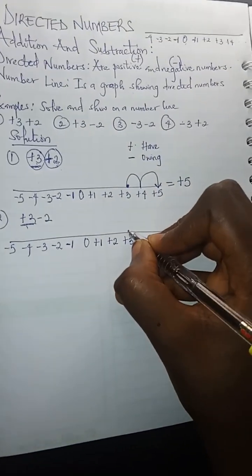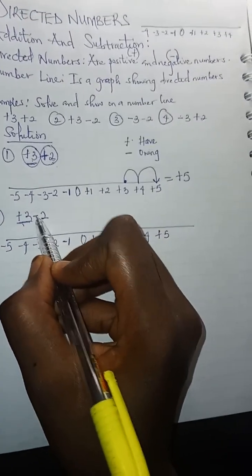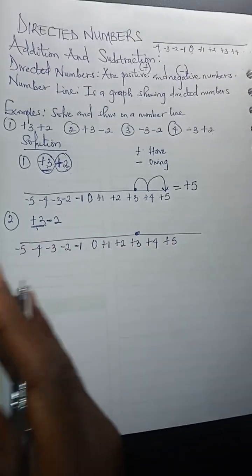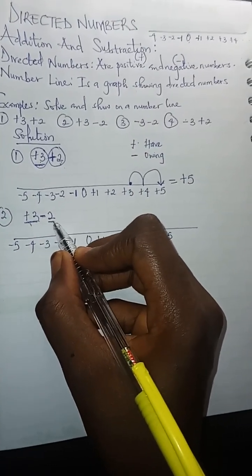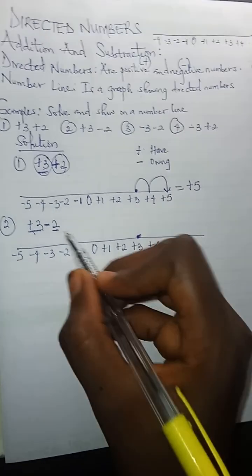I will put a dot there. So this is our plus 3. But in this case, the next sign here shows that it is minus. Minus, that is negative, meaning we are going to the left-hand side. How many times? 2 times, which is what the last number is telling us here. So that means we are moving to the left-hand side 2 times.